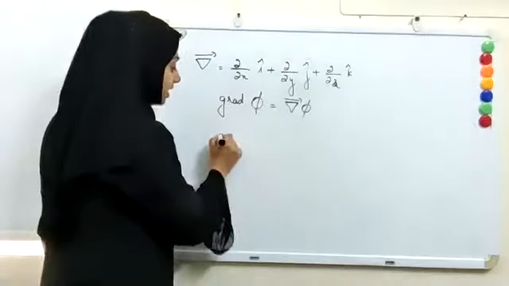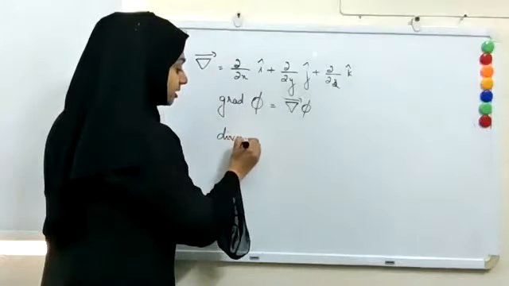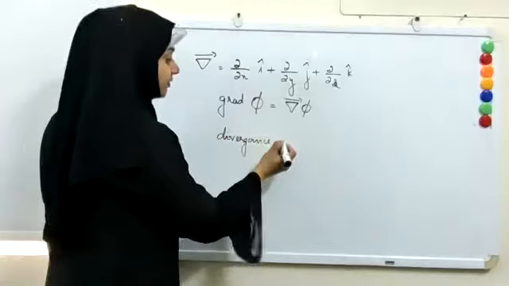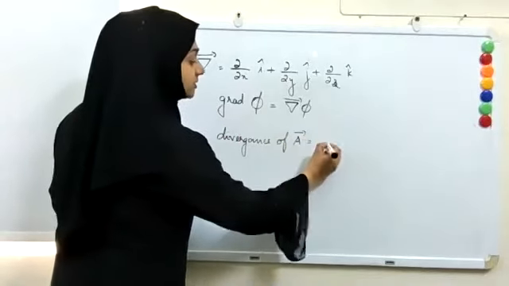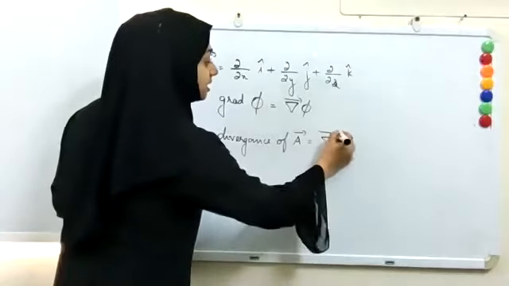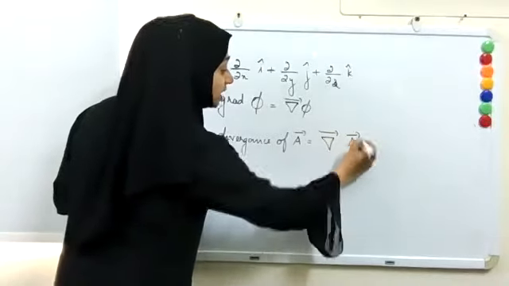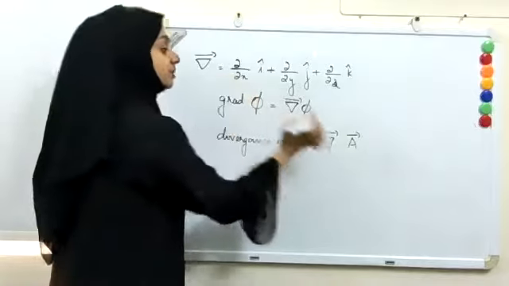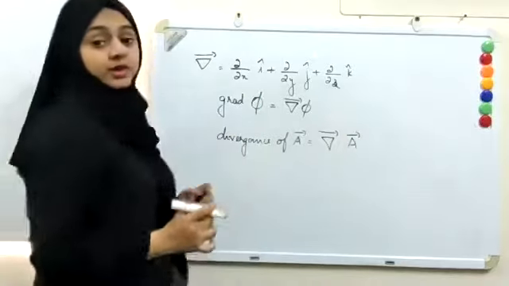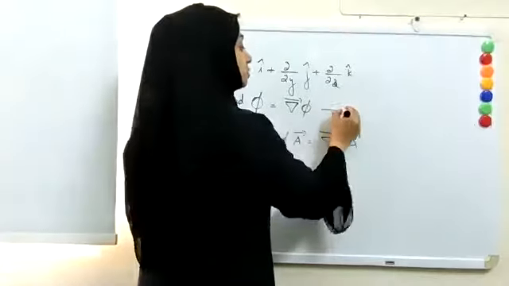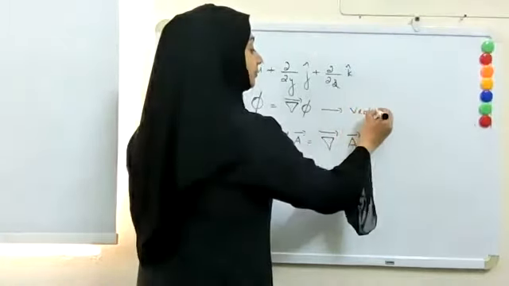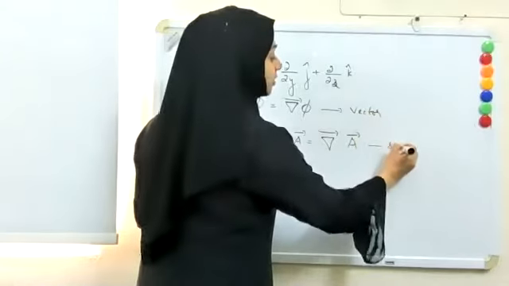Then we found divergence. Divergence of a vector A, which is represented as del dot A. So we take the dot product with this del operator acting on a vector A, and what we get will be a scalar quantity. So this is a vector quantity and this will be a scalar quantity.